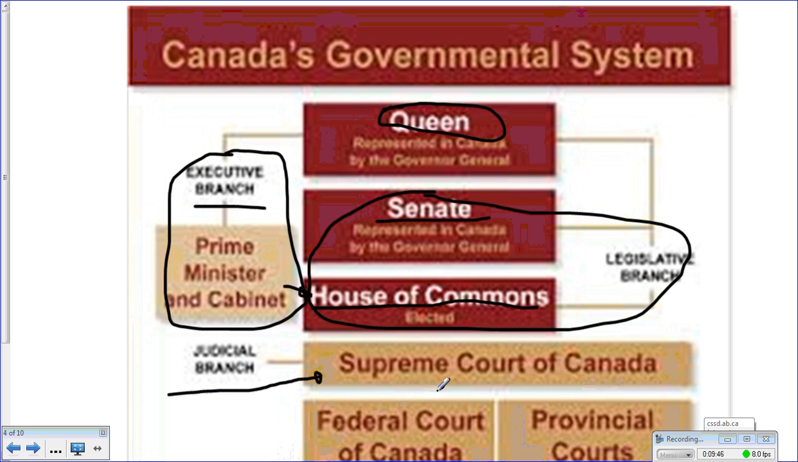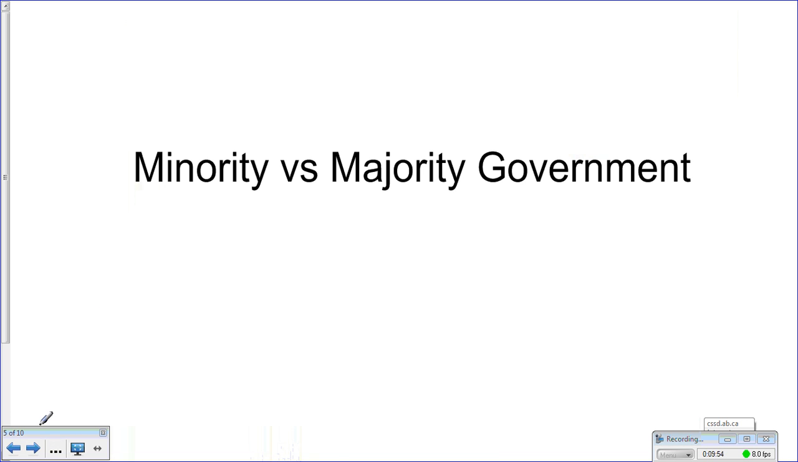And then we have federal courts as well as provincial courts. Okay? So I hope that's pretty clear. We've spent 10 minutes on it.